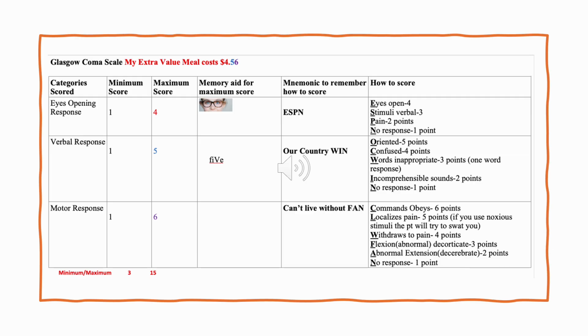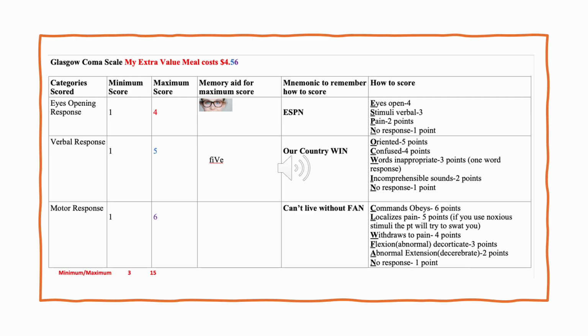For motor response, you can remember Can't Live Without Fan. C stands for they obey commands. L is localized pain. You give them 5 points. So you apply noxious stimuli and they try to swipe your hand away. Okay, if they withdraw to pain, that's 4 points. Like say you elicit pain and they try to withdraw from it, that's 4 points. Flexion is abnormal posturing. It's called decorticate. I'm going to go into more detail with that. That's 3 points. An abnormal extension is decerebrate, and that's 2 points. And no response is 1 point.